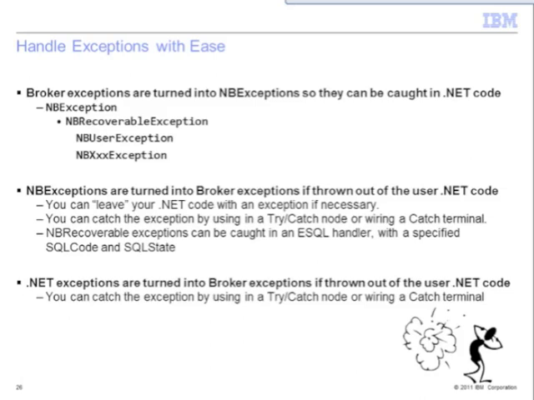And there's even the ability to create exceptions that can be caught directly inside ESQL, as I mentioned, that allows an ESQL handler to handle specific exceptions based on an SQL code and state. And as I said, those .NET exceptions are automatically turned into message broker exceptions when you throw them out of the node.